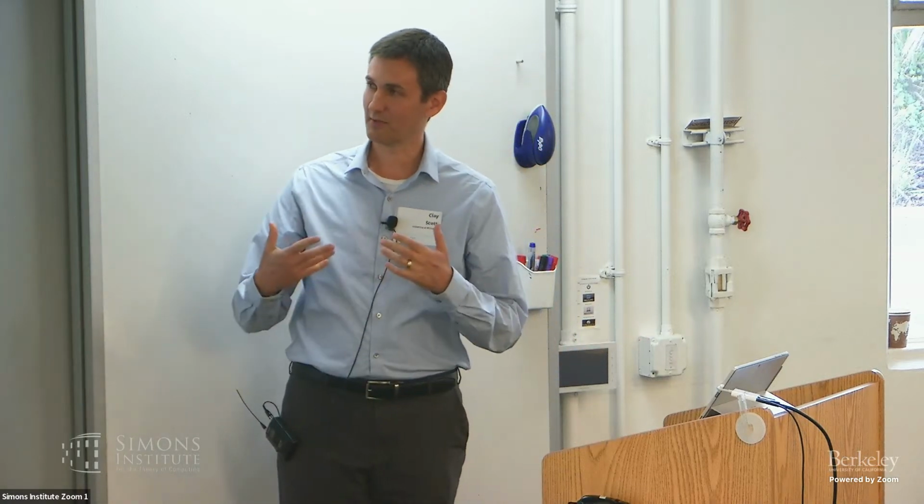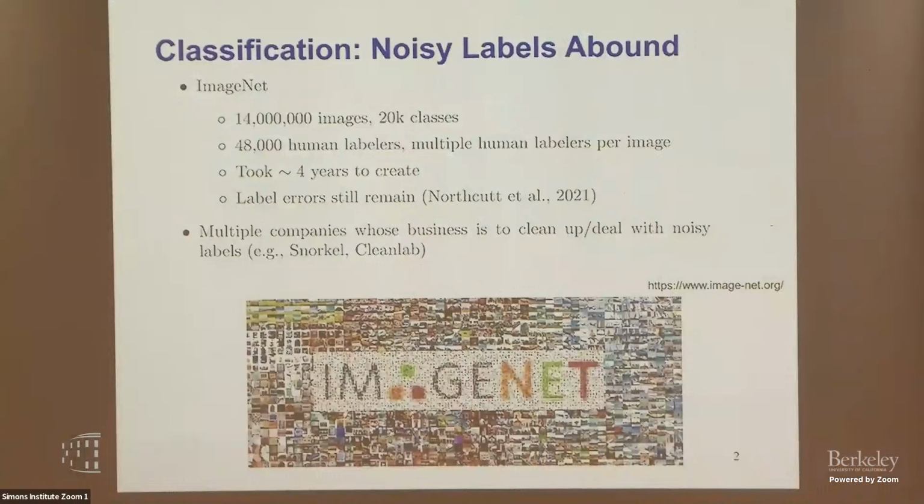So the upshot is I want to give a domain adaptation perspective on the problem of classification with noisy labels. All right, so let me motivate that with one slide. Let's just consider as an example the well-known ImageNet data set. This is a very large image data set where a lot of effort was taken over many years to obtain highly accurate labels for millions of images.